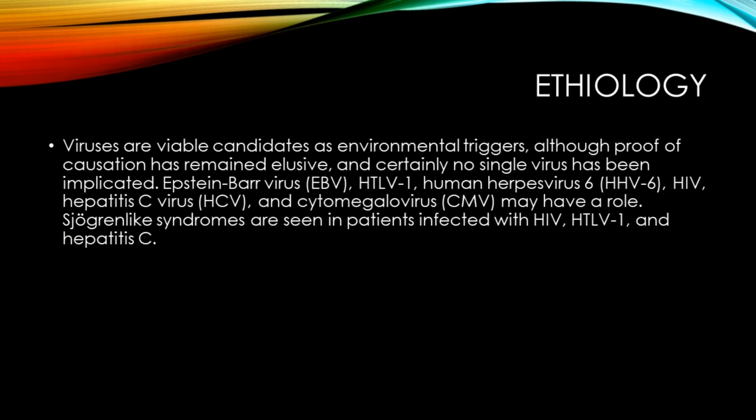Viruses are viable candidates as environmental triggers, although proof of causation has remained elusive and certainly no single virus has been implicated. Epstein-Barr virus, HTLV1, human herpes virus 6, HIV, hepatitis C virus, and cytomegalovirus may have a role. Sjogren-like syndromes are seen in patients infected with HIV, HTLV1, and hepatitis C.